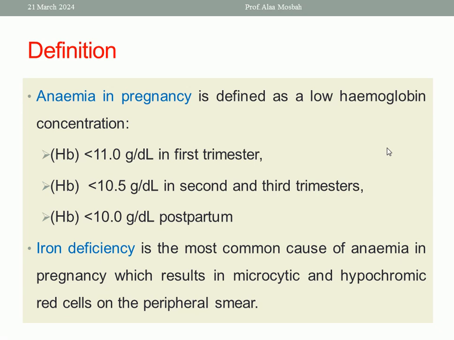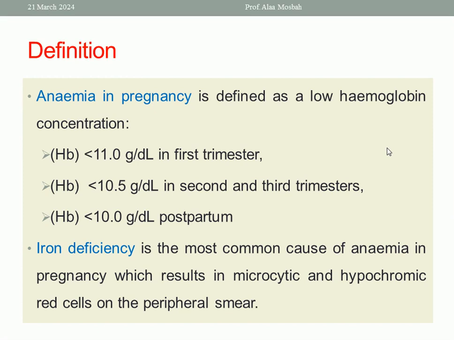Anemia in pregnancy is defined as a low hemoglobin concentration if below 11 gram per deciliter in first trimester, or if hemoglobin below 10.5 gram per deciliter in second and third trimester, or if hemoglobin level below 10 gram per deciliter postpartum.